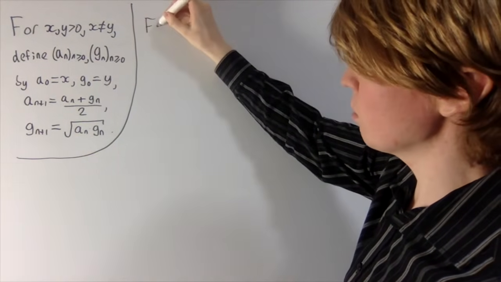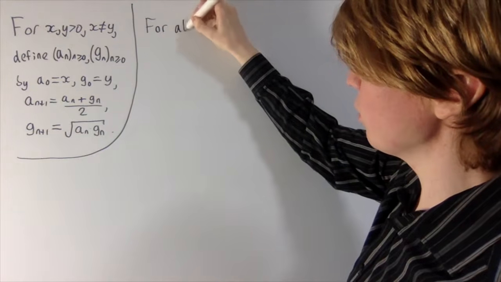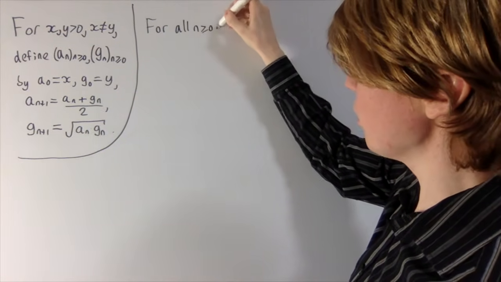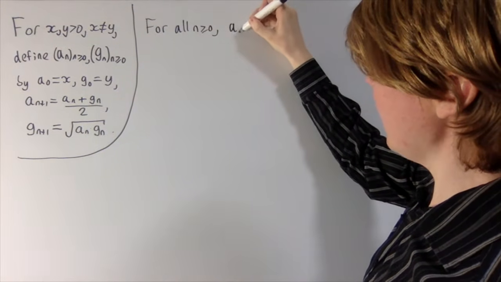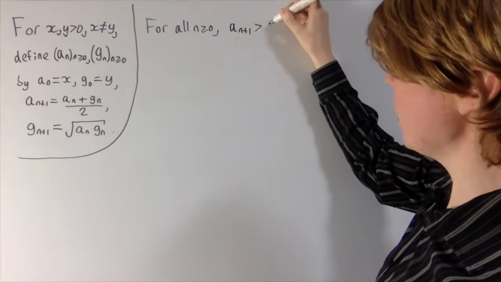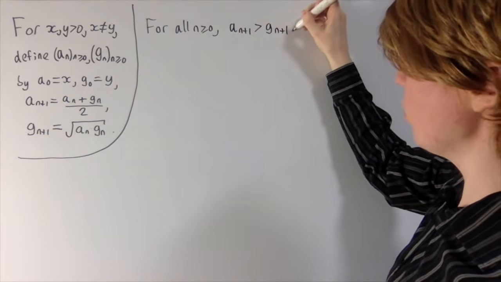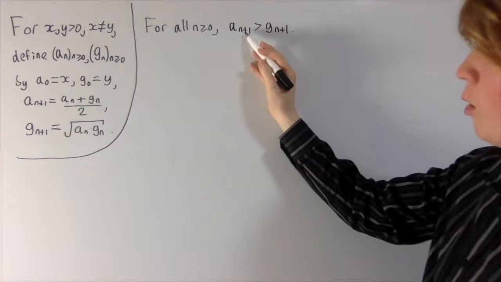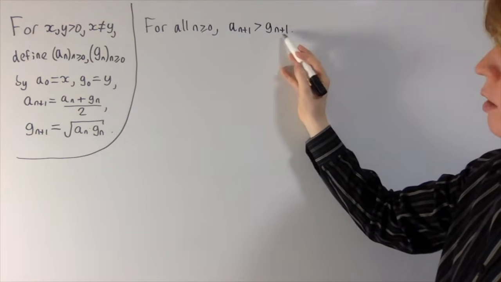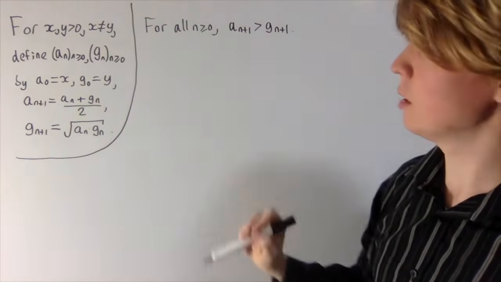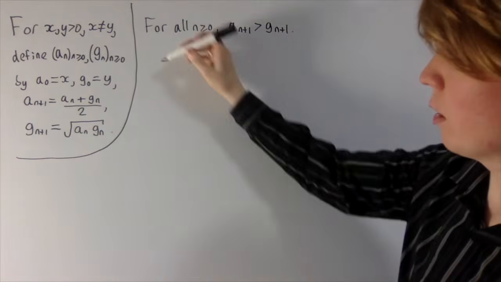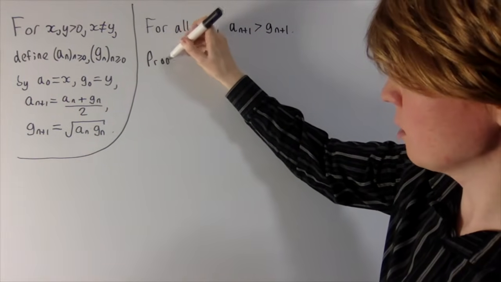The first of which we're going to prove is that for all n greater than or equal to 0, a_(n+1) is strictly greater than g_(n+1). You'll note here we're starting with a_1 and g_1 because we don't know if x is bigger than y. Okay, let's prove this.